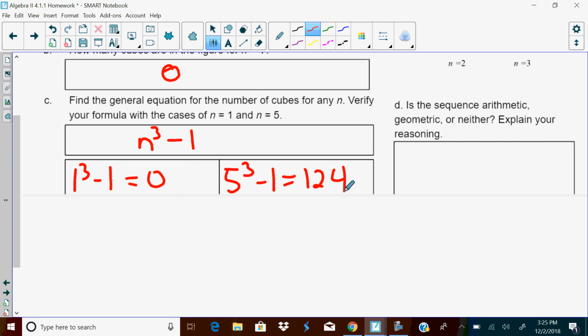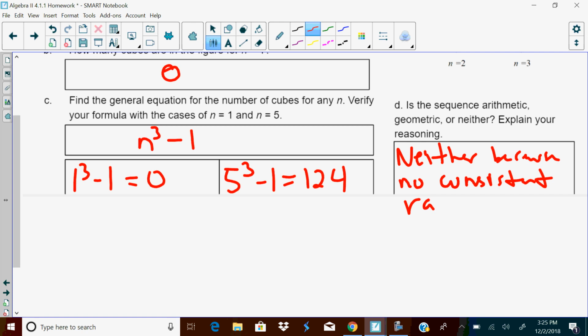And then it says, is the sequence arithmetic, geometric, or neither? It's neither, because no consistent ratio.